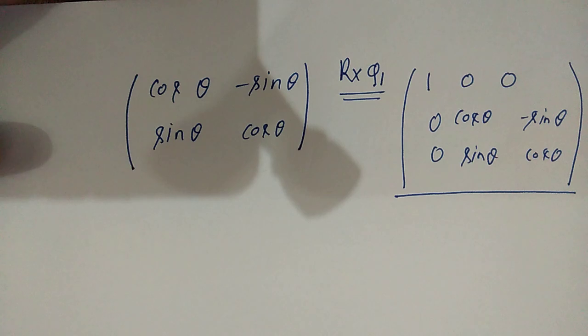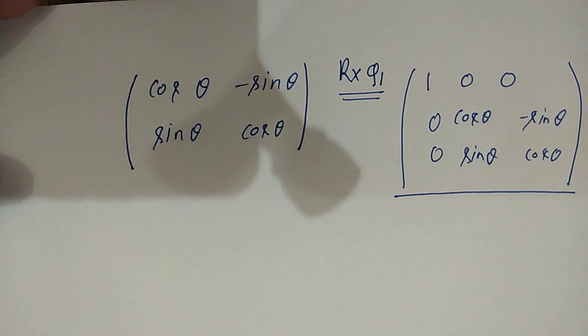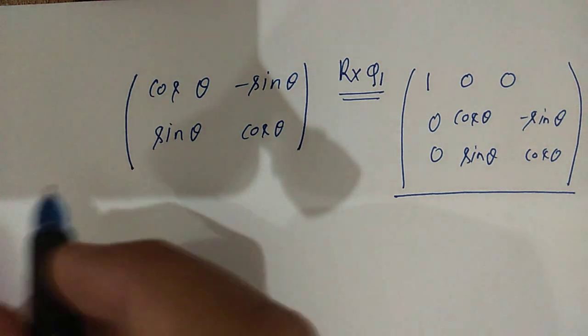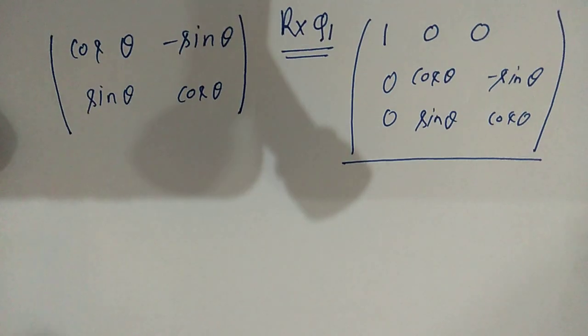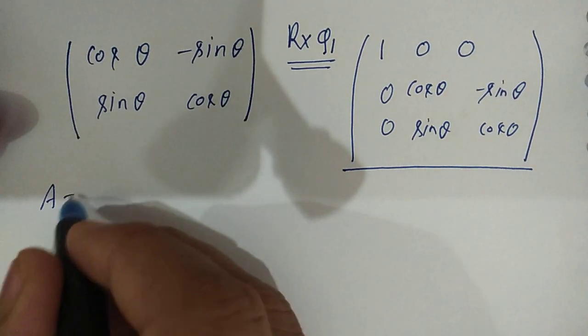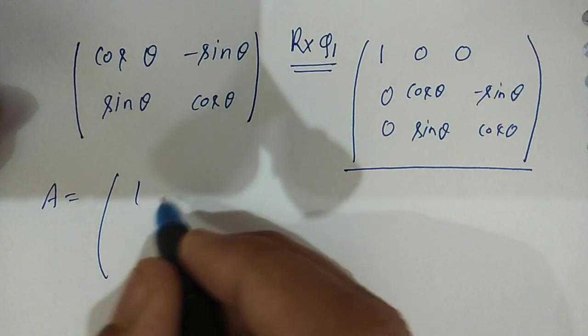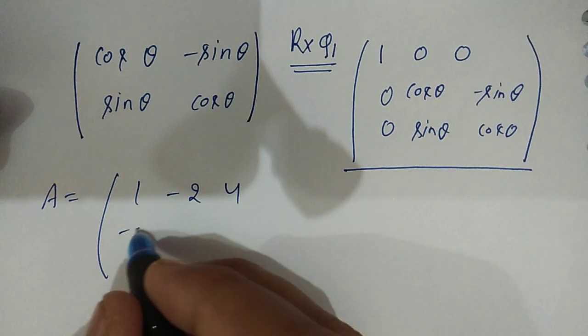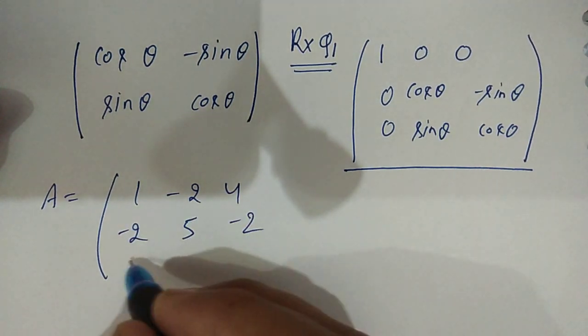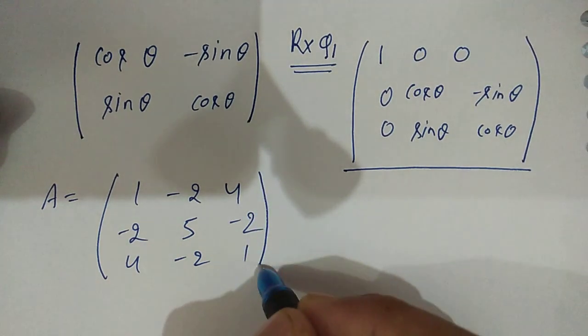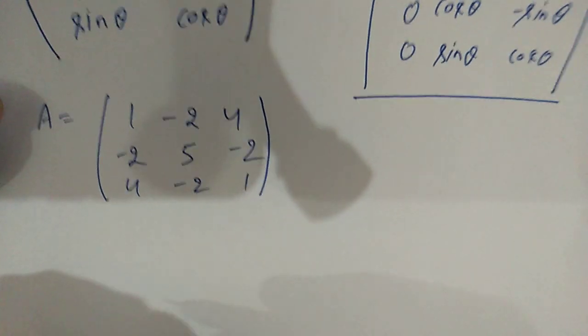Now let us take one problem to find the eigenvalues and eigenvectors of a given symmetric matrix. So this method is applicable for a symmetric matrix. So let me write one symmetric matrix here. The matrix A equal to 1 minus 2 4, minus 2 5 minus 2, 4 minus 2 1. So this is a given symmetric matrix.